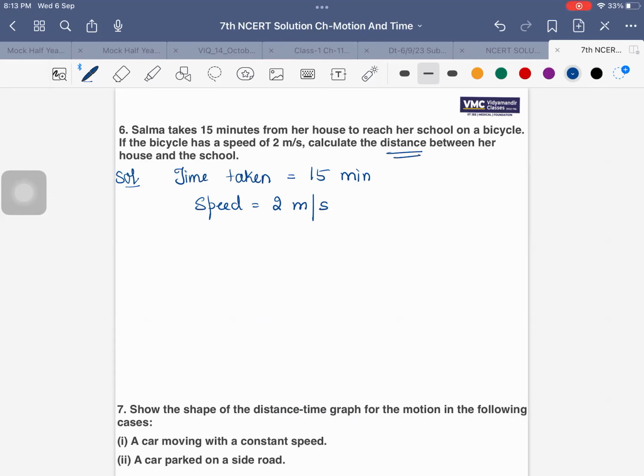Now, the distance traveled by this one, the time taken is given in minutes, and the speed is given in meters per second. So we have to change the unit to make it the same. We know that in 1 minute there are 60 seconds. So we can multiply it by 60. So what answer do we get?